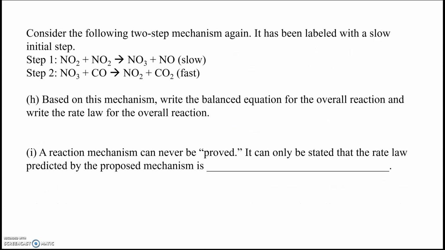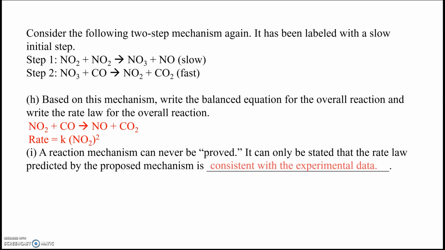All right, so if we look at this overall reaction again, we know which one is the slow step and which one is the fast step, and we can write a balanced equation. This would just be the sum of the two reactions. When we do that, we get this one, and we can write the rate law proportional to the slowest step, and that's got 2 molecules of NO2, so I would have k[NO2]^2. We can't really ever prove a rate law, and all we can say is that the formulation of the rate law is consistent with the experimental data.